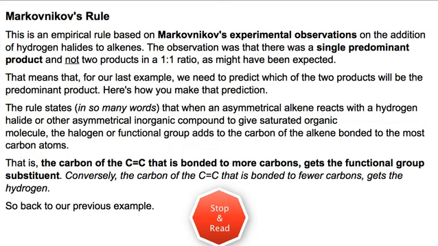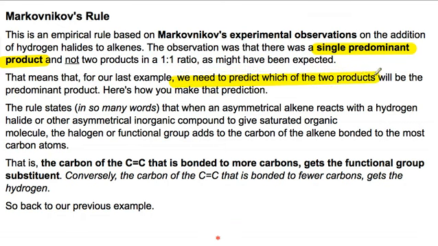So this is a rule based on experimental observations made on these simple addition reactions involving hydrogen halides to alkenes. The prediction was likely that you'd expect a 1-to-1 ratio of both of these products, but the observation didn't match that prediction, and it turned out that there is a single predominant product. That implies stability issues. One of these products is more stable, that's why there's more of it present. Okay, so in our last example, we need to predict which of those two possible products will be the predominant product. And so here's how you make that prediction.